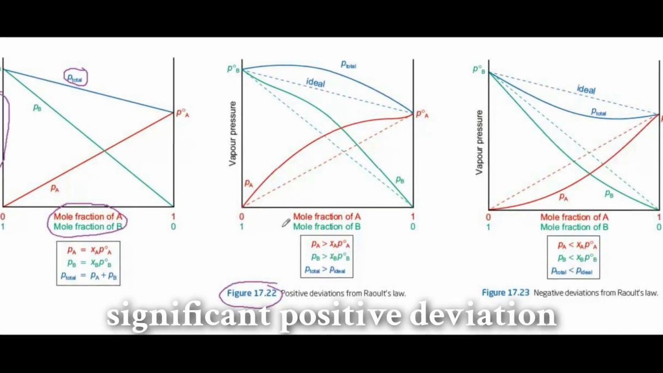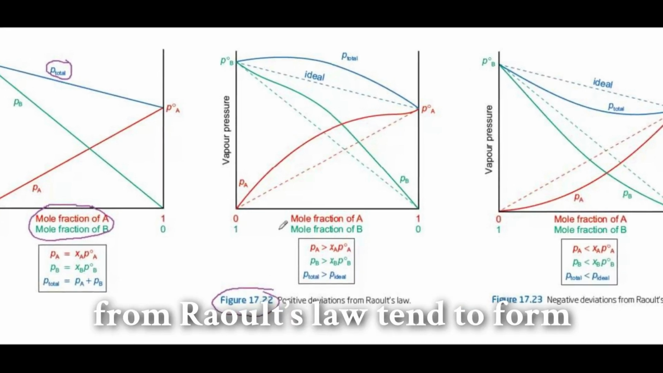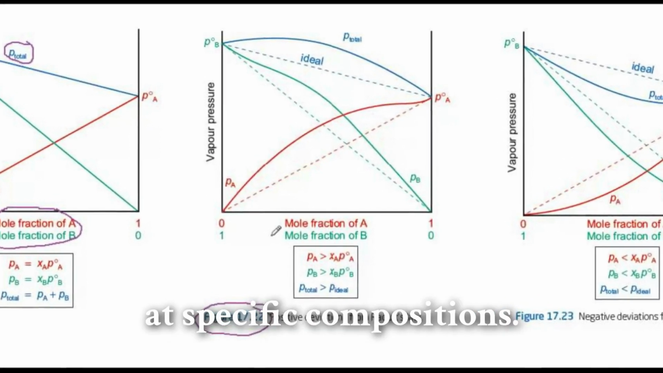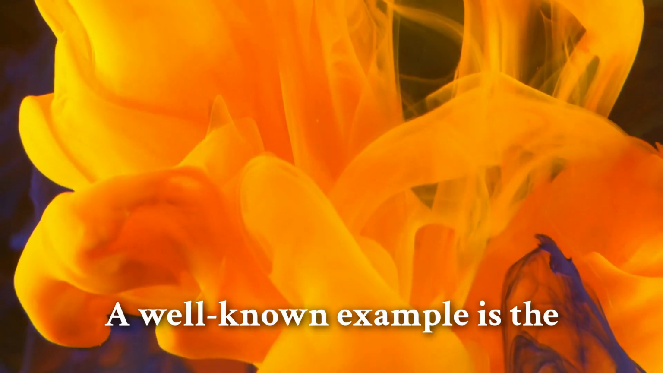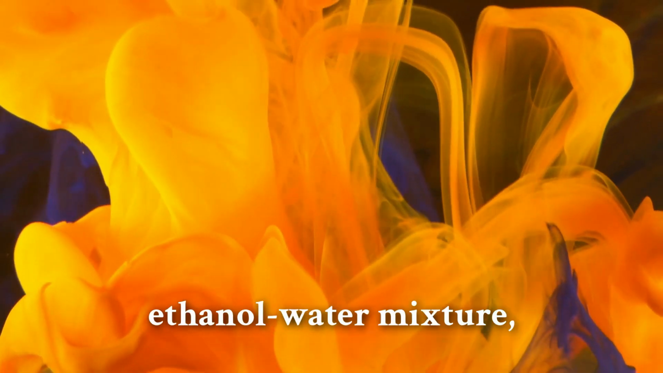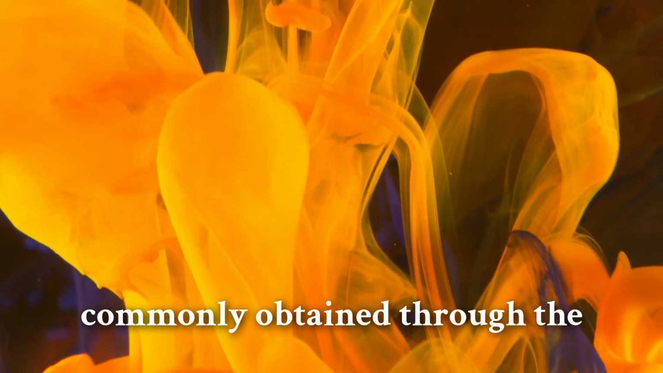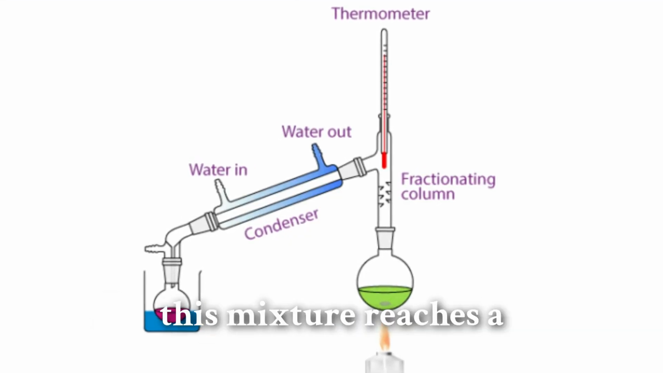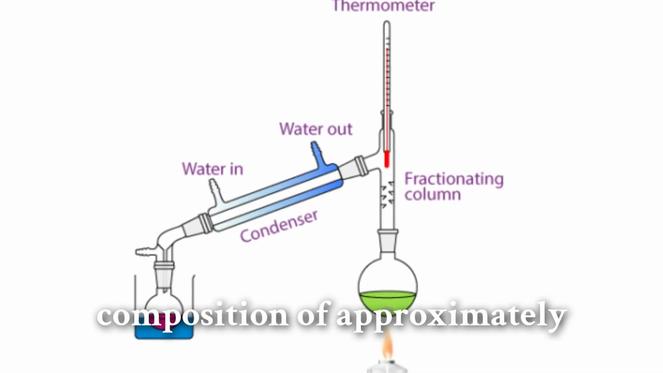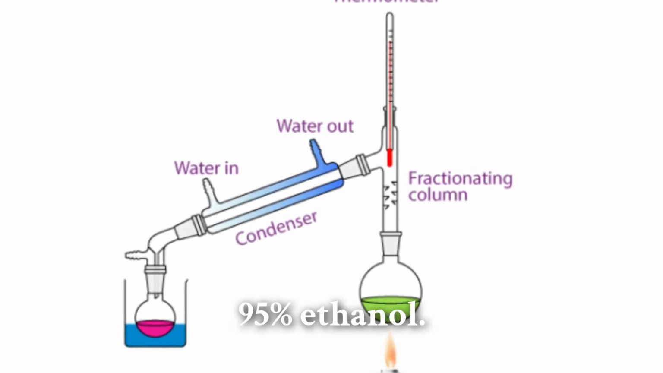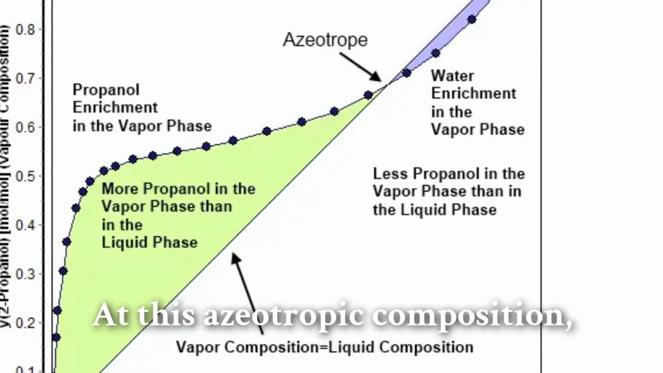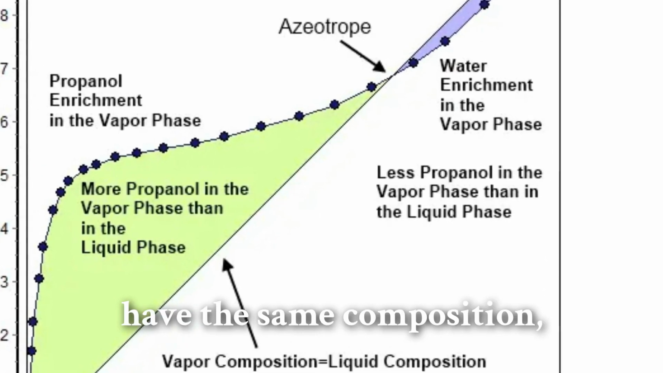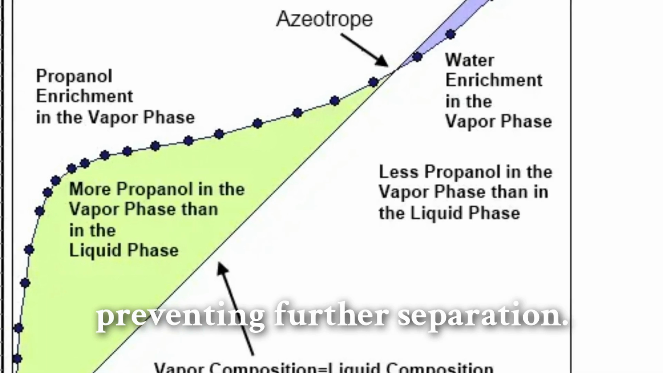Solutions that exhibit significant positive deviation from Raoult's law tend to form minimum boiling azeotropes at specific compositions. A well-known example is the ethanol-water mixture, commonly obtained through the fermentation of sugars. During fractional distillation, this mixture reaches a composition of approximately 95% ethanol. At this azeotropic composition, the liquid and vapor phases have the same composition, preventing further separation.